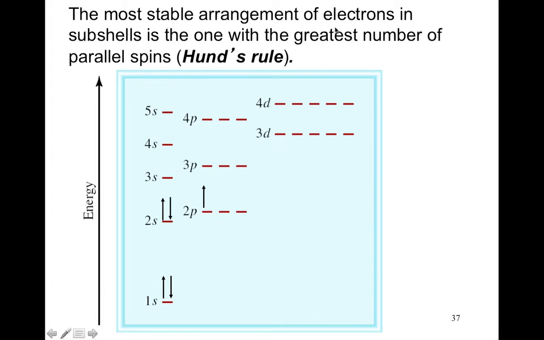So the most stable arrangement of electrons in a subshell is one that has the greatest number of parallel spins. That's Hund's rule. And so parallel spins is the up arrow, up arrow, up arrow. And then you backfill with your downs. So carbon has 6. It would look like this. It would be 1s2.